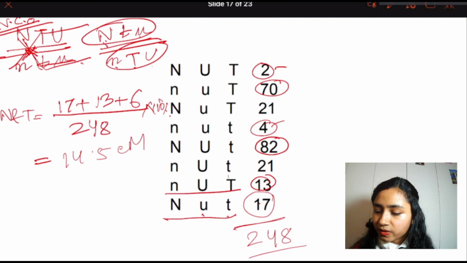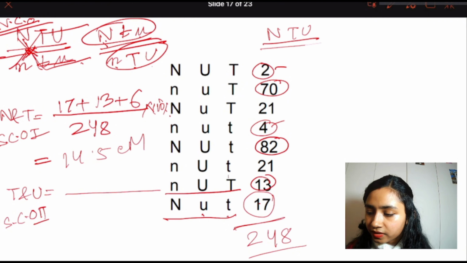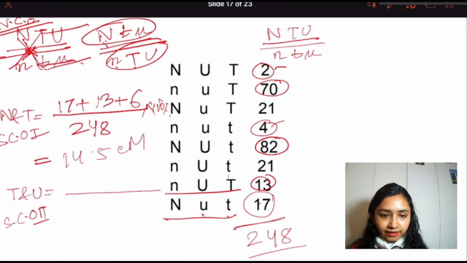Now the distance between T and U. This is the single crossover event 1, this is the single crossover event 2. Now what will be the distance? Now let's do it for T and U. This is the NCO class. We have to write all of them and we have to find the single crossover event 1, single crossover event 2. Now let's find single crossover event 2.